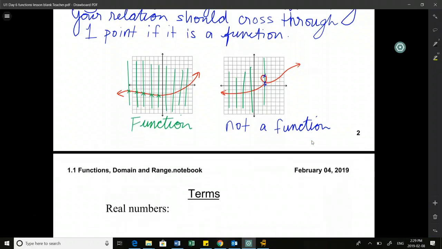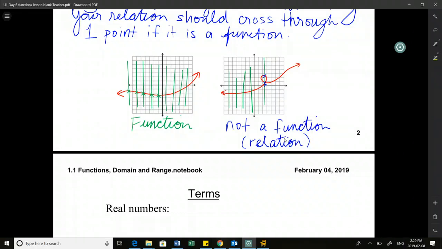Any questions on that one? It's a relation, right? Yes, it is a relation. Any set of data is a relation. It can be a graph, equation, whatever. So this is a relation. What's the difference between a relation and a function? Can somebody answer that question for us? What's the difference between a relation and a function?